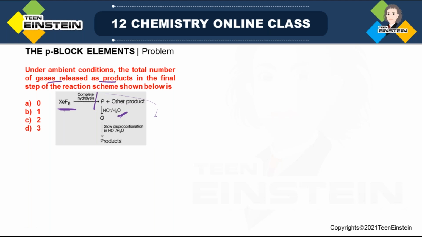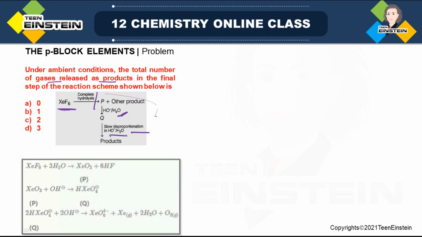Next, you are using some alkaline medium, there is formation of Q, and this Q now shows a disproportionation reaction, also under the same medium, and now you are getting some products. Remember, in the slide where I discussed Xenate ion and Perxenate ion, there we have seen that Perxenate is generated from Xenate by disproportionation in presence of NaOH. So this is actually the same reaction. If you check that slide again, you will get the answer.